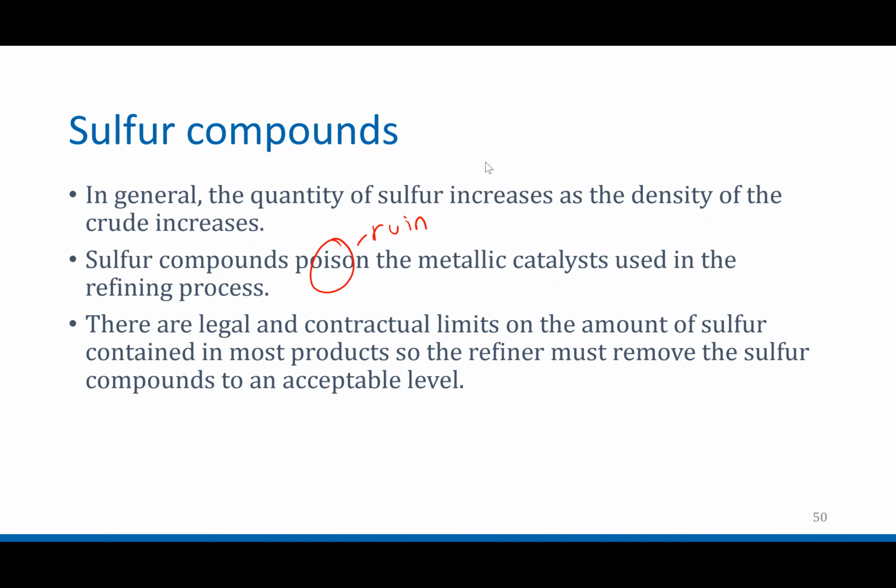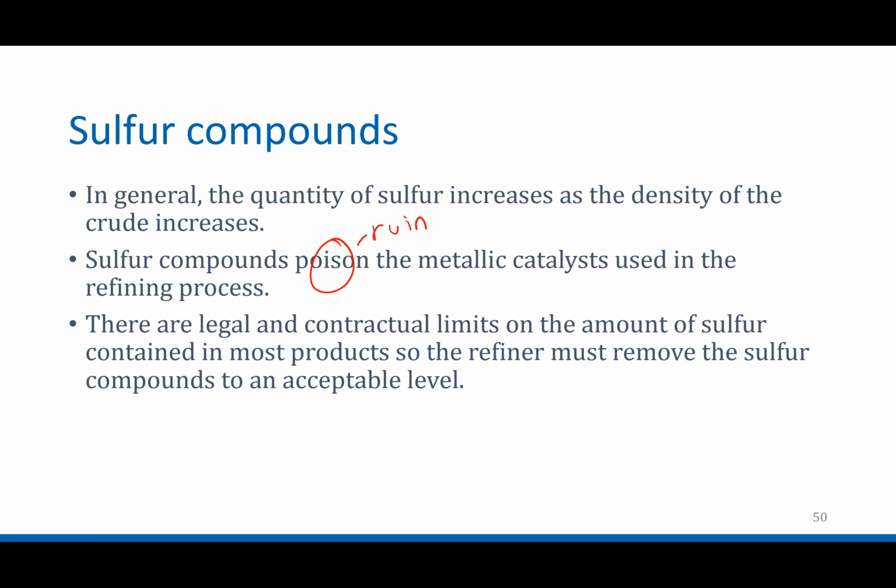So back to sulfur. Sulfur compounds, really bad. We want to get rid of sulfur in crude oil because it can ruin the catalyst used for refining. We use catalysts for alkylation, isomerization, and platforming. We want to get rid of the sulfur.